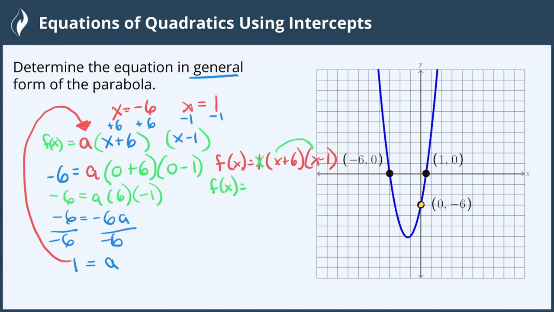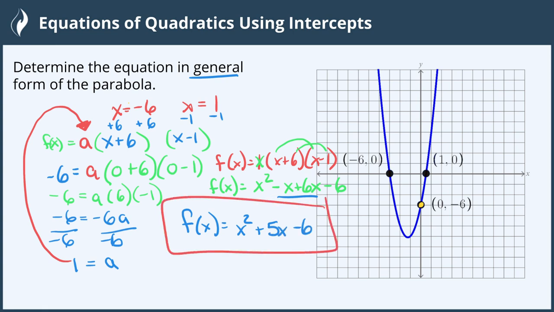And then first times first gives us x squared. Outside is minus x. Inside is plus 6x. And then the last gives us -6. Combine like terms here, and we have our equation, f of x equals x squared plus 5x minus 6. And now we have found our answer of this equation in general form, meaning we did not leave it in its factored form, but the general form where it's all multiplied out, and we're all done.